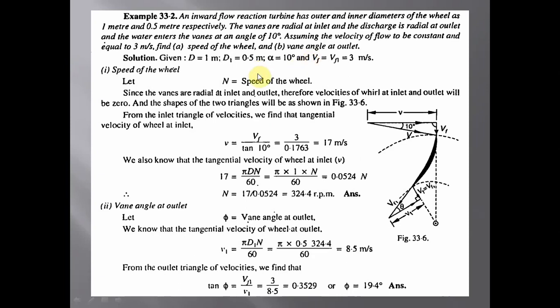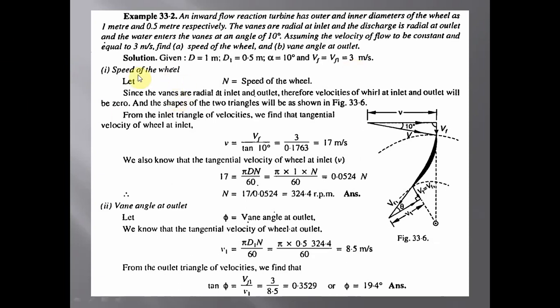Okay. So this is given in the problem. They are to find the speed of the wheel and the angle at the outlet. So given things: diameter D is 1 meter, the other diameter D1 is 0.5 meters, alpha is 10 degrees, and Vf equal to Vf1, that is equal to 3 meters per second, that is the velocity of flow.